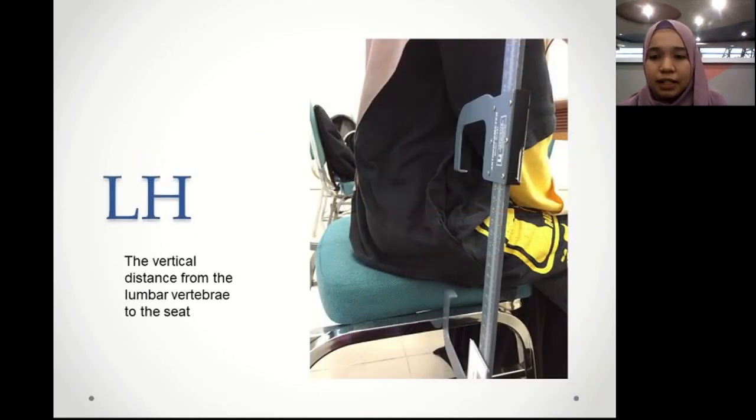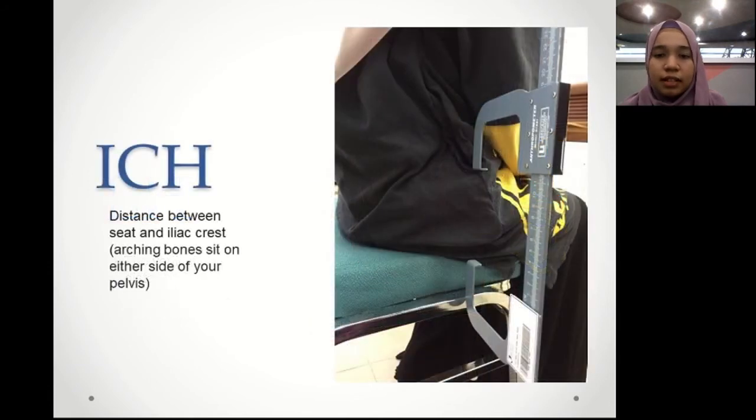Then the lumbar height. Lumbar height is the vertical distance from the lumbar vertebrae to the seat. Then the iliac crest height is the distance between the seat and the iliac crest, which is the arching bones that sit on either side of your pelvis. So you can see at the back of your body there are the arching bones. You can feel it. So you measure from there to the seat.